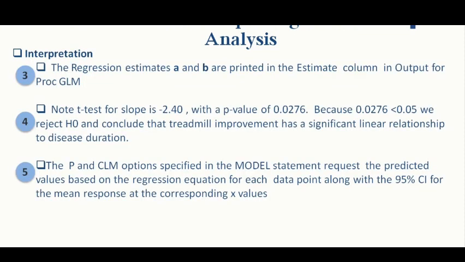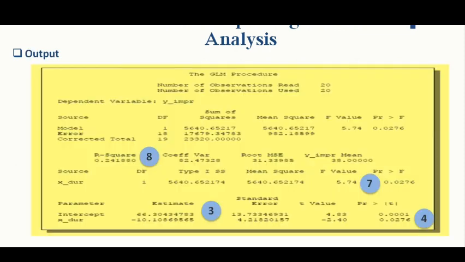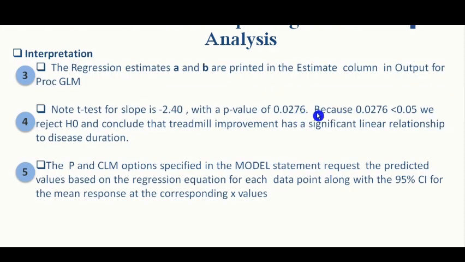which is very low. Mainly we will come to that. Before that, the regression estimates A and B are printed in the estimate column of the proc GLM output. The t-test for slope is minus 2.40 with a p-value of 0.0276. As I mentioned, since it is less than 0.05, we reject H naught and conclude that treadmill improvement has a significant linear relationship to disease duration. So, basically the regression coefficient is not 0, that is what we conclude.